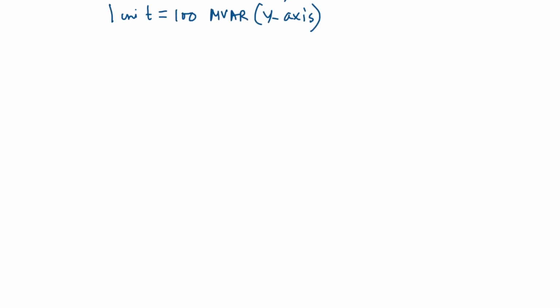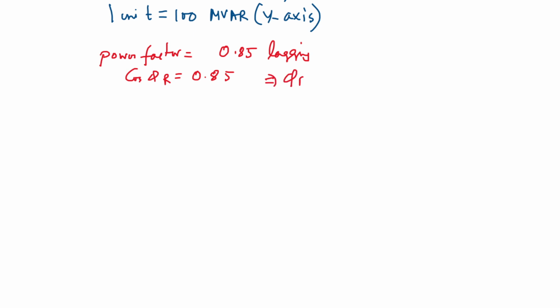Also, we have the power factor for the second problem. The power factor is equal to 0.85 lagging. So cos phi r is equal to 0.85. From there, phi r should be equal to 31.8 degree.